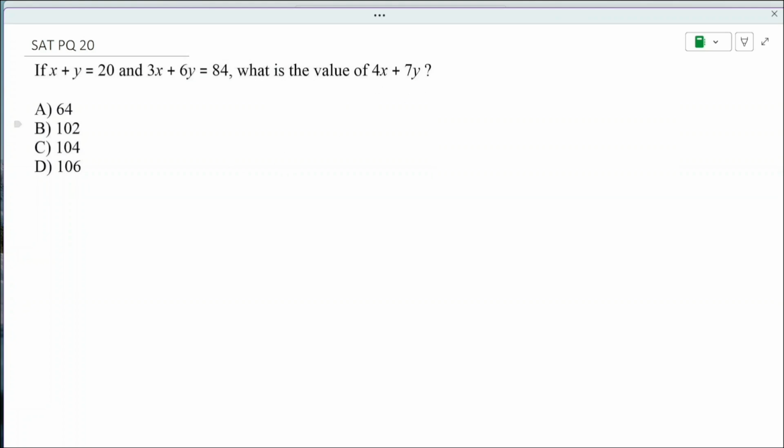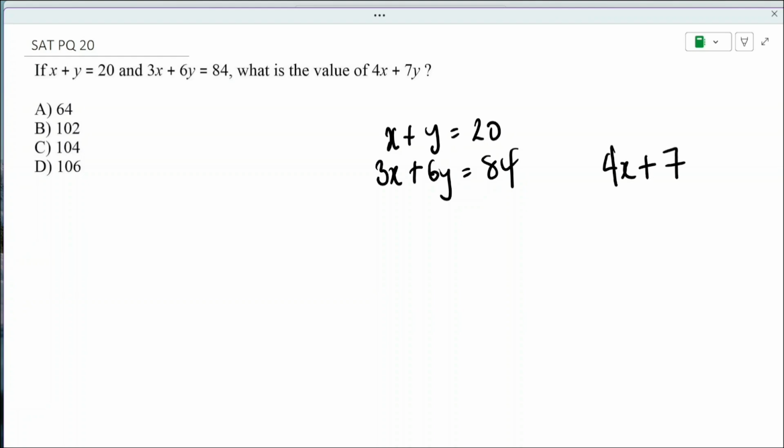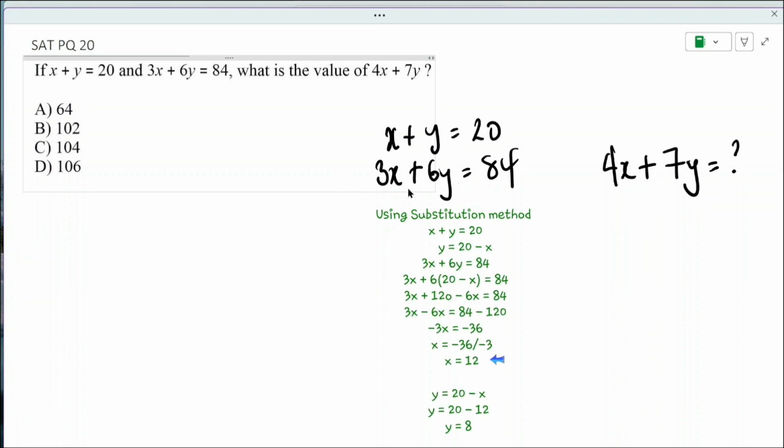Let's write it out. You have x plus y equals 20. That's equation 1. Equation 2, you have 3x plus 6y equals 84. And you've been asked to find the value of 4x plus 7y. You might want to solve this by finding the value of x and y, then substituting both values into this equation to find the value of 4x plus 7y.